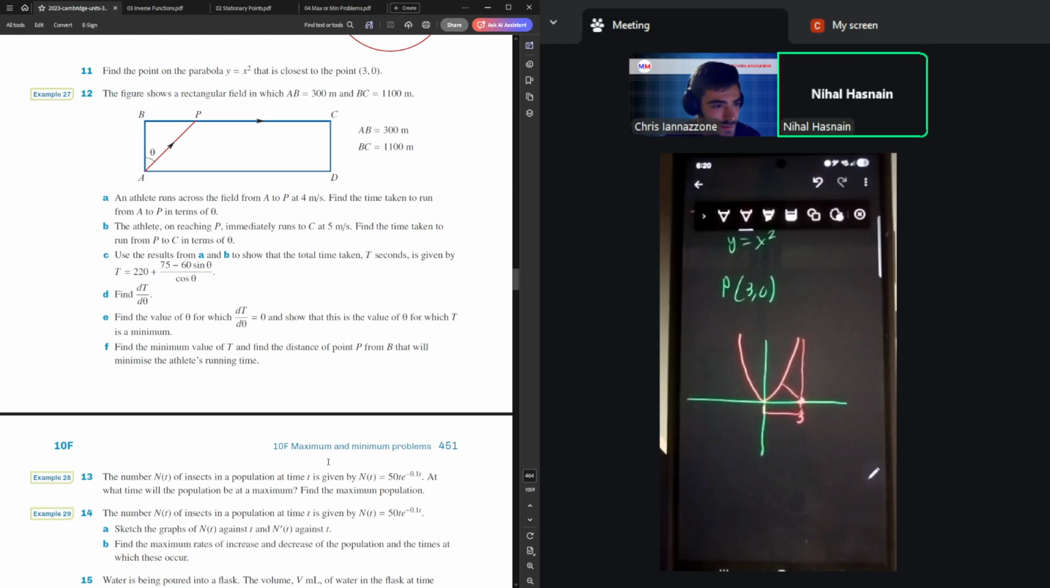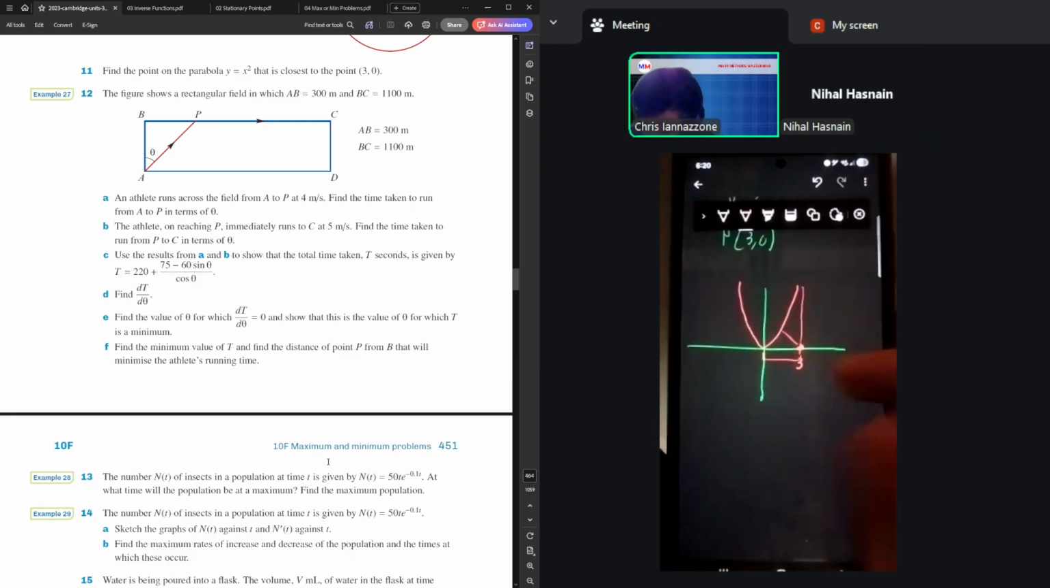Okay, fine. I was thinking of using the Pythagorean theorem to find the distance between that, and finding the derivative of that. Yeah, that's exactly what you should do. Yeah, no, that's perfect. You're right on the money there.